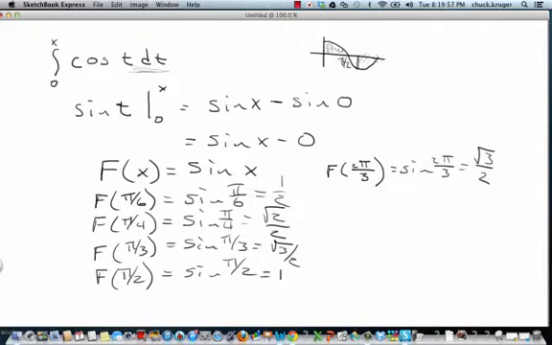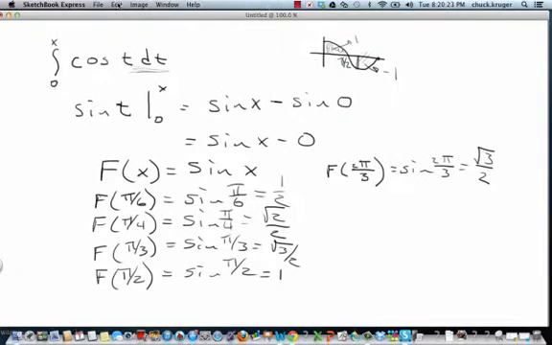And eventually, I'll get an area of 0. Because one will have an area of 1 here, and one will have an area of negative 1 here, and their cumulative area will be 0. So that's what I mean by it being an accumulative function. It accumulates area, both positive and negative, as it goes down.